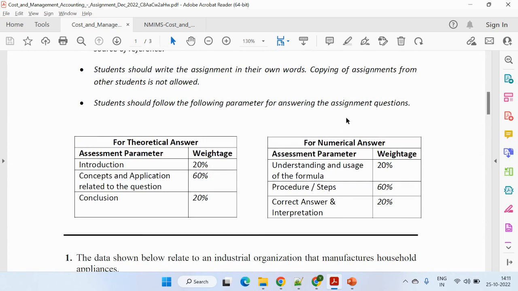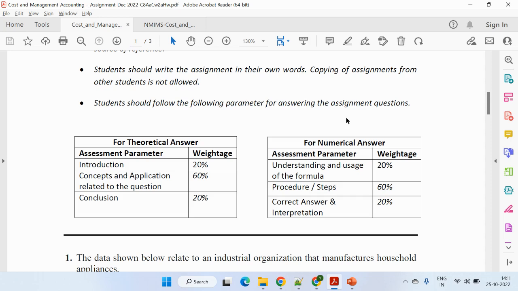Two important aspects you need to take care of while preparing your assignments. One is copy case, so don't share your assignment with any of your colleagues or friends, at least till the due date is over. The due date for the assignments is 29th of November 2022. Post that, definitely you can share your assignments with anyone. That's not a harm.